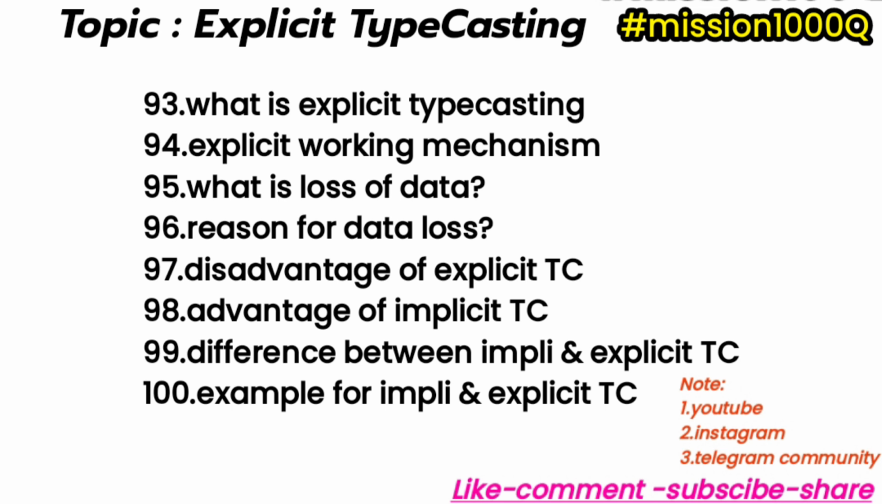What is explicit typecasting? Next, we'll try to understand its working mechanism. Then, what is meant by loss of data, the reason for data loss, and its disadvantages and advantages of explicit and implicit typecasting. Next will be the difference between these two, and then some examples related to implicit and explicit. Now we'll have a conceptual explanation of all these questions, so please follow along, guys.